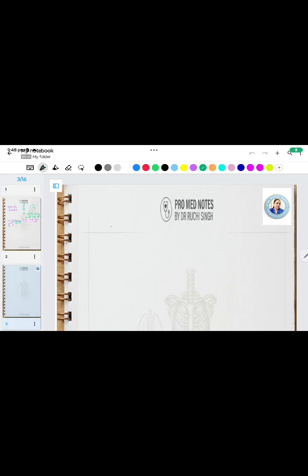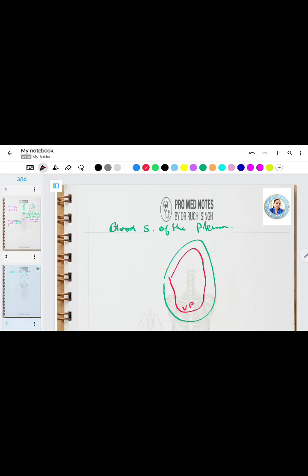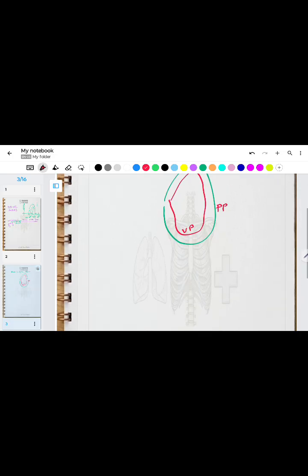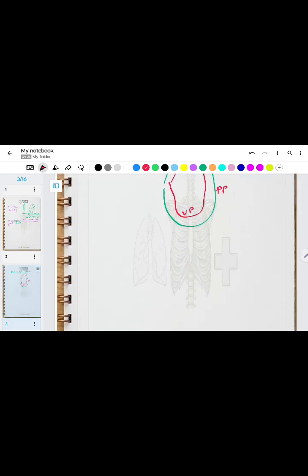Now we will study about the blood supply. So what is the blood supply of the pleura? As we all know, there are two pleural layers, the parietal pleural layer and the visceral pleural layer, which we are denoting with red color. So this is your visceral pleura and this is your parietal pleura. Now what will be their blood supply? So the parietal pleura derives its blood supply from the systemic circulation.